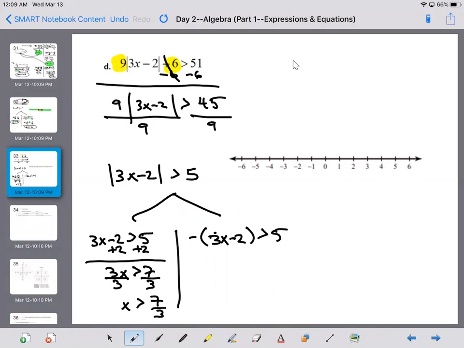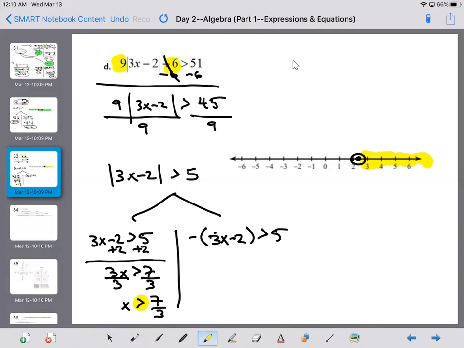And so that's, so what, 7/3 is what, 2 and 1/3. And so that's positive, and notice it's just a greater than. So at 2 1/3, somewhere right in there, I'll leave that open, and then I want everything greater than 2 1/3.